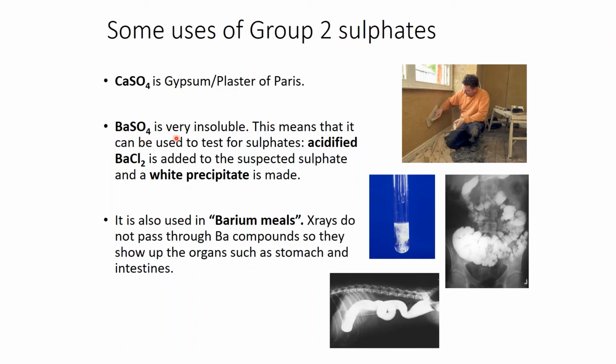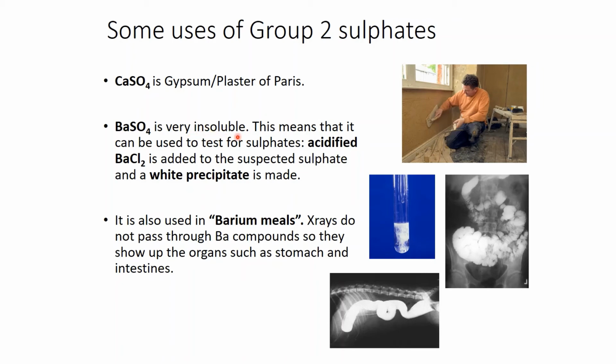It's very, very insoluble in water because, as I've explained previously, you can therefore use it to test for sulfates. If you take a solution that contains barium ions, such as barium chloride, you can add this to a sulfate, and what you'll see is that you'll form a white precipitate, indicating that you have a sulfate there, because you form barium sulfate as a precipitate because it is insoluble.